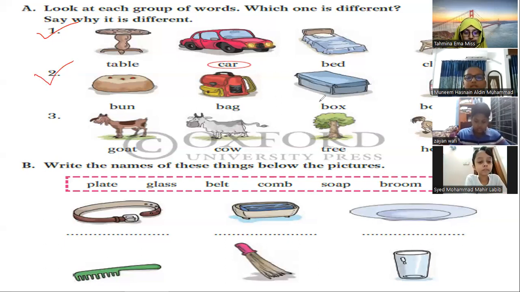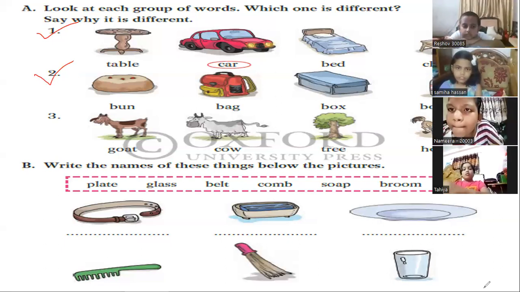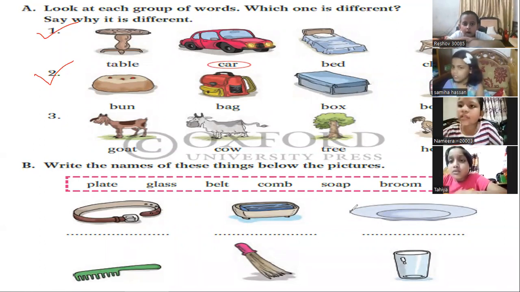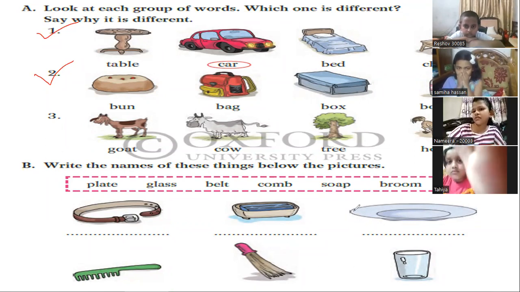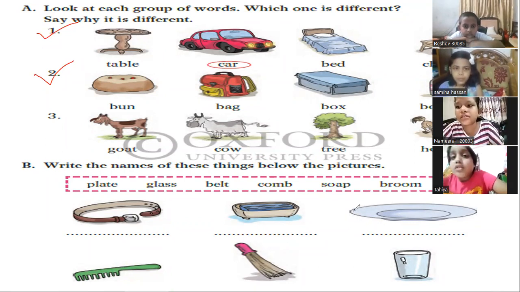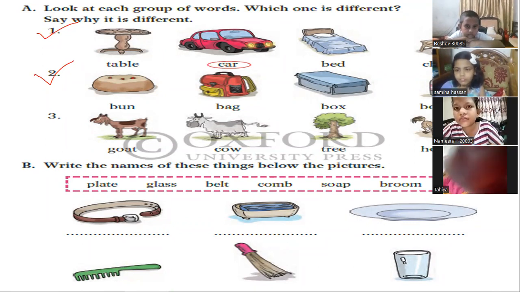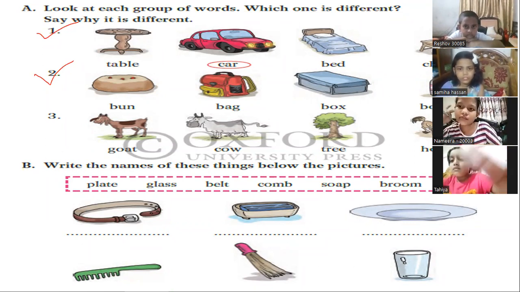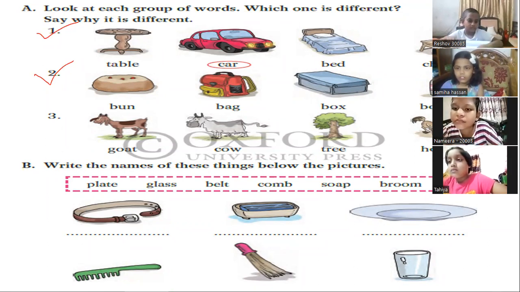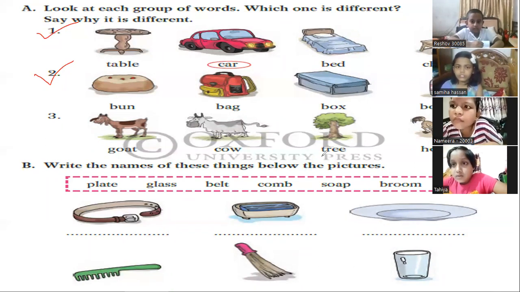Bun, bag, box, bottle. So which one is different? Tahia, which one is different? Bun, bag, box, bottle. Which one is different? I know the answer. No, I asked Tahia. Tahia, what is your answer? Miss, ami bujhte pari nai. Ami bolechi bun, bag, box, bottle theke kunti bhinno.